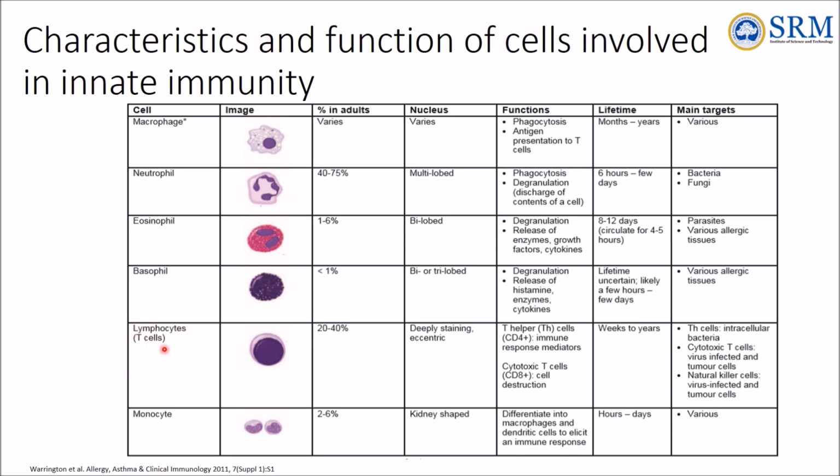The next type of cells are the lymphocytes, especially the T cells, T lymphocytes. These cells act on intracellular bacteria. They activate cytotoxic responses and act upon virus-infected cells and tumor cells. Monocytes are the other cells, actually immature macrophages. They differentiate into mature macrophages and are involved in various activities.